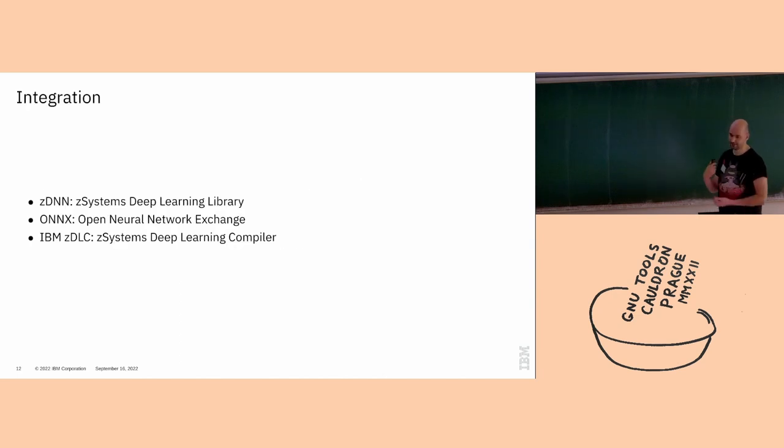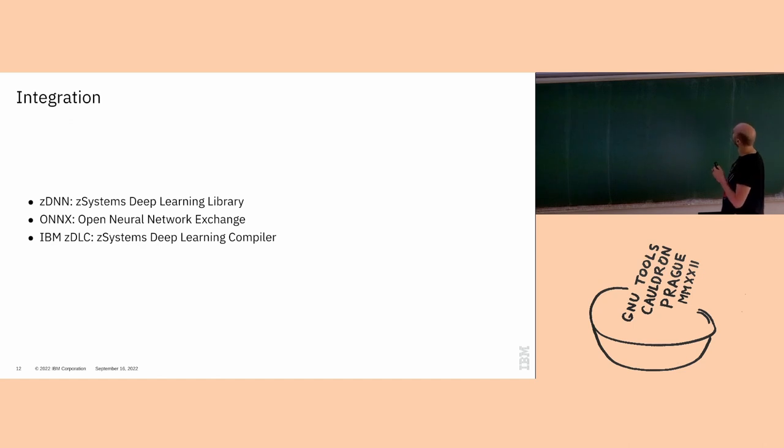So we have all these instructions now in the CPU, but at the same time, there is already a machine learning ecosystem out there, like various libraries that already exist. So how do we integrate all that so that we don't build our own stack from scratch?